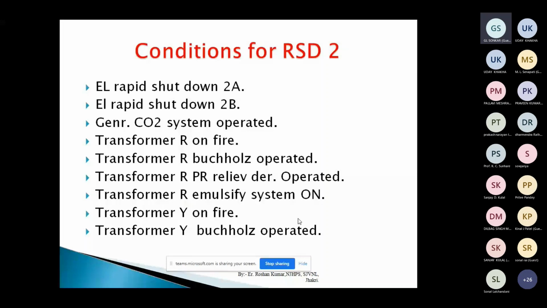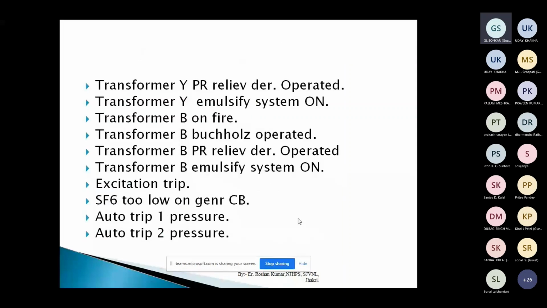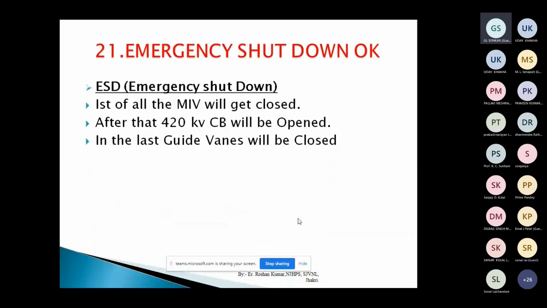Rapid shutdown 2A, 2B: generator, CO2 system, carbon dioxide firefighting system operated, or R phase Buchholz relay operate, pressure release valve operated, emulsifier system on or fire. Similarly, RYB excitation trip, SF6 low in the circuit breaker, then auto trip pressure, then emergency. In an emergency, first the water should be blocked.